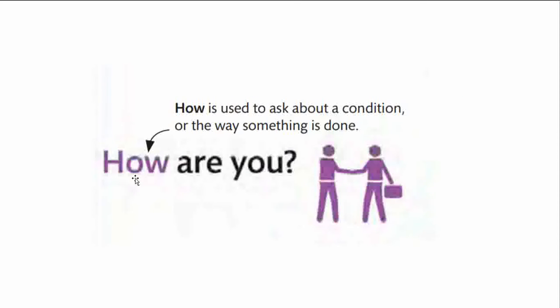Next is, how are you? How is used to ask about a condition or the way something is done. How are you? How did you do it? How is it possible?